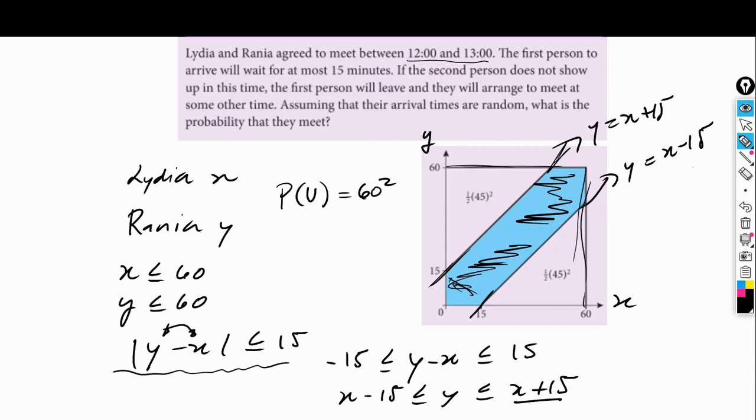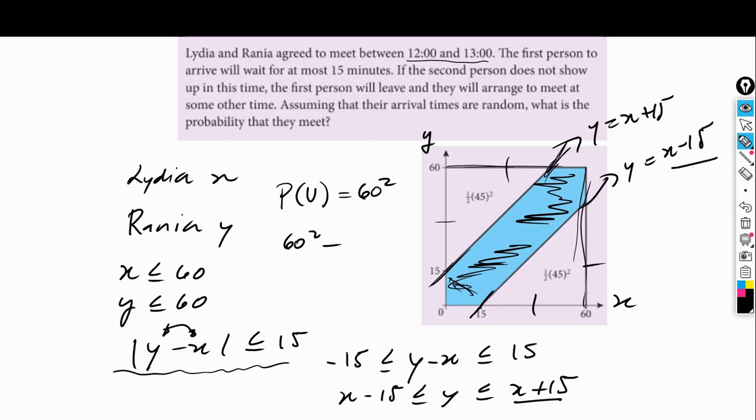So this is going to be 60 squared minus, and notice that here we have two triangles that are equal to each other and that are isosceles. Notice that this is an isosceles triangle and this is also an isosceles triangle. And then how do we know that? Well, notice that if we plug in 60, we're going to get 45. And then here, if we plug in 45, we're going to get 60. So obviously these are isosceles triangles and they have the same area.